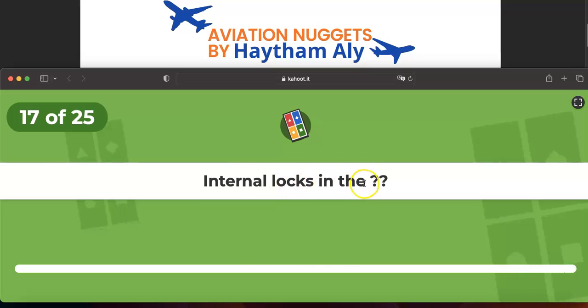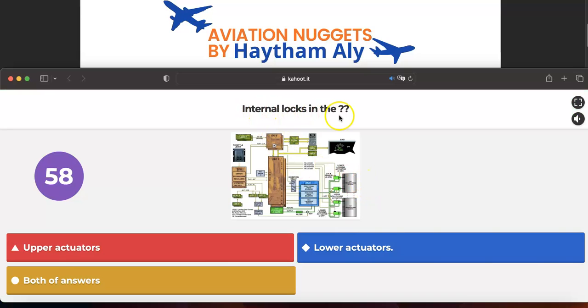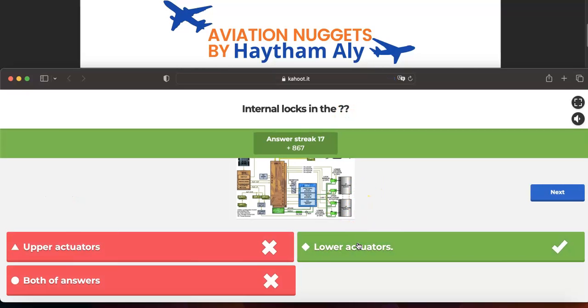Internal locks in the upper actuators, lower actuators, or both upper and lower? Internal locks in the lower actuators. The lower actuators are locking actuators, and the internal locks are an integral part of the lower actuator. They are released hydraulically.